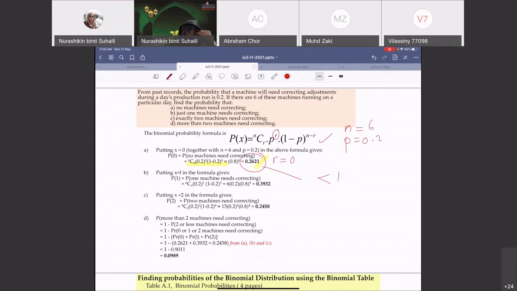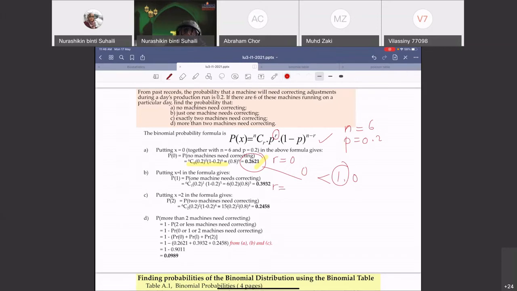It should range from 0 to 1. You cannot get it negative, and you cannot get it more than 1. If you get it negative, there is something wrong with your calculation. And likewise, if you get it more than 1, there is something wrong with your calculation. That is the rule of thumb, because the total probability is 100%, or 1 if you convert it into decimal points. Right. So the second question: just one machine needs correcting.